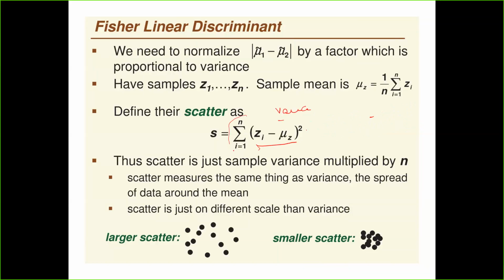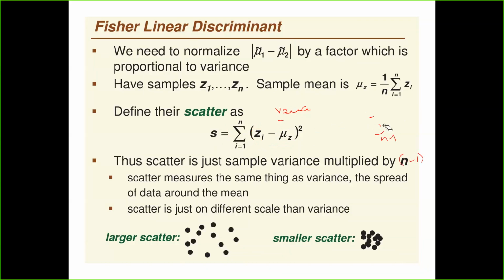Here you just take the sum over i equal to 1 to n of (zi minus mu z) whole square, where zi is the individual sample, mu z is the mean of those samples. Okay. So this is how we compute the variance. So the scatter is just the sample variance multiplied by n minus 1. For variance we take 1 by n minus 1, not n.